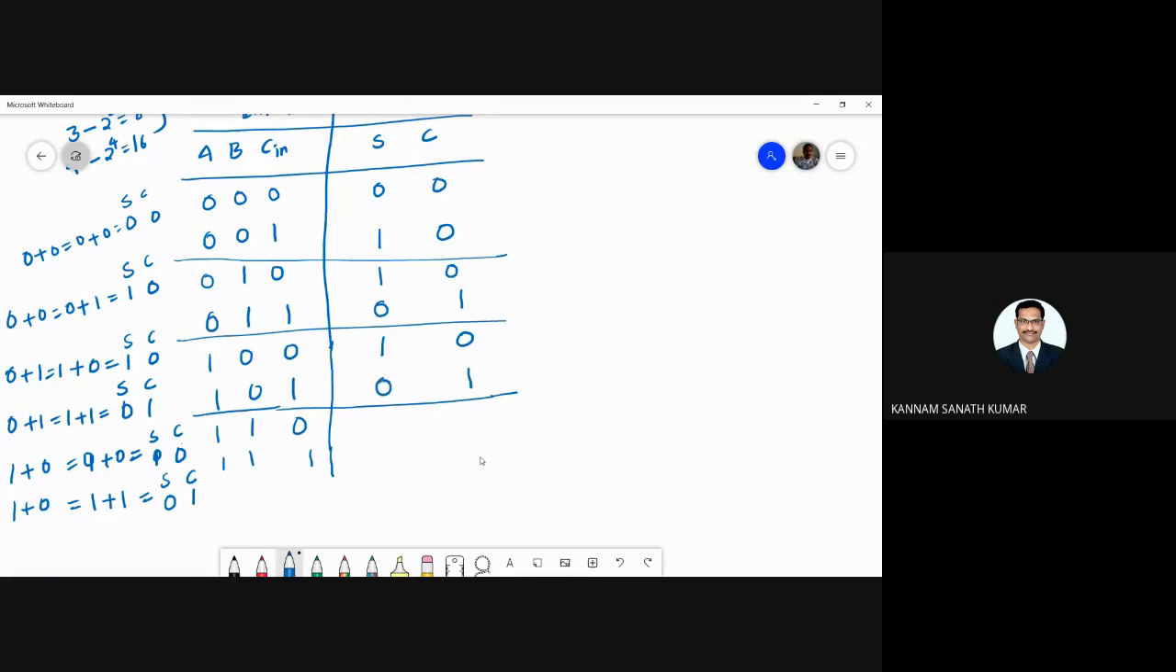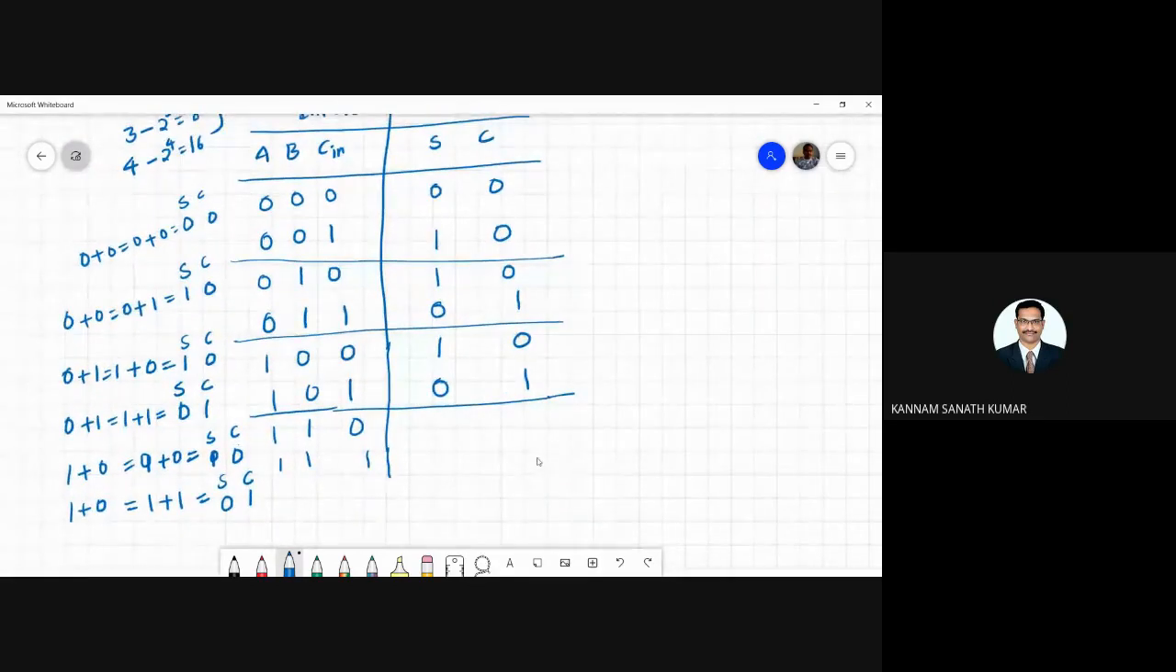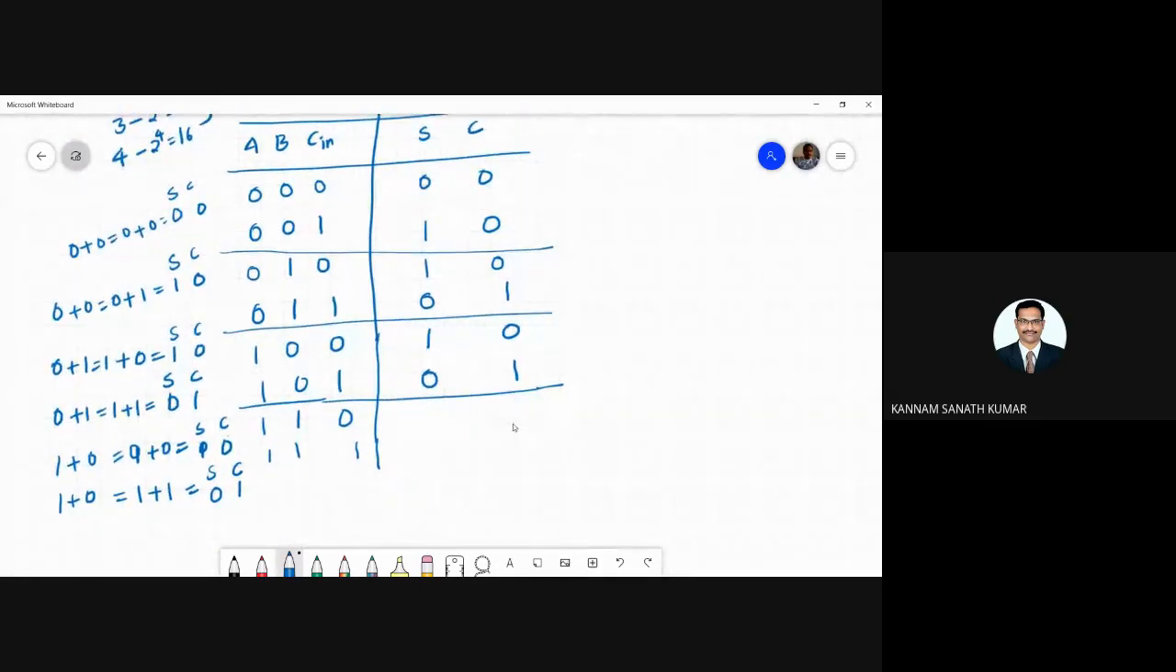Okay. Similarly, if you see this condition, 1 plus 1 is nothing but 1 0. Okay. So 1 0 plus 0 is how much? 1 0. So carry is 1, sum is 0. Okay. And similarly, 1 plus 1 is what? 1 0. 1 0 plus 1 is how much? 1 1. Okay. So that means sum is 1, carry is 1.